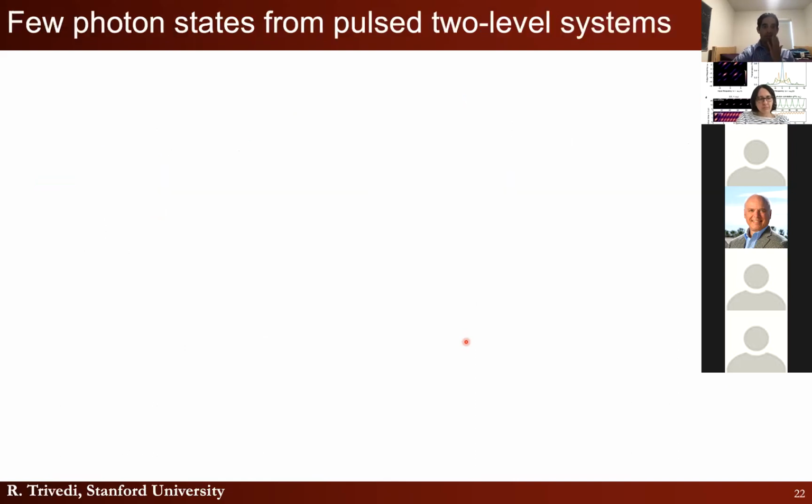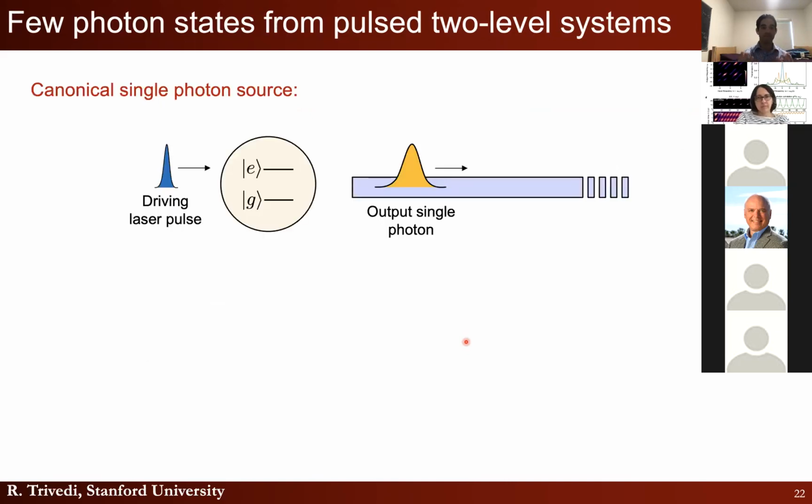Okay, so let me start with perhaps the simplest system that we are going to be talking about, which is these two-level systems. And even though they're very simple, their physics can be quite deceiving if you start looking at it carefully. So the two-level systems are most popularly a very simple source of single photons. The idea here is that you have two levels, an excited state and a ground state. You drive it with a laser pulse that takes the emitter from its ground state to the excited state, and then the emitter decays from its excited state to the ground state to emit a single photon.